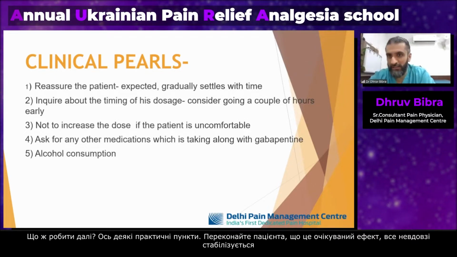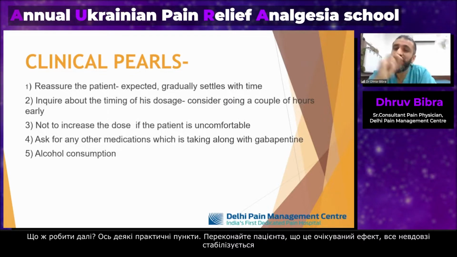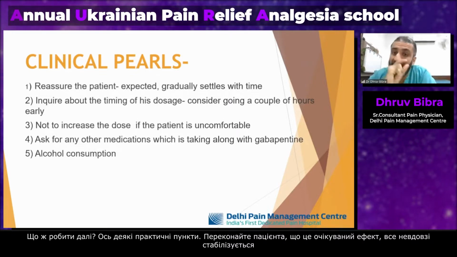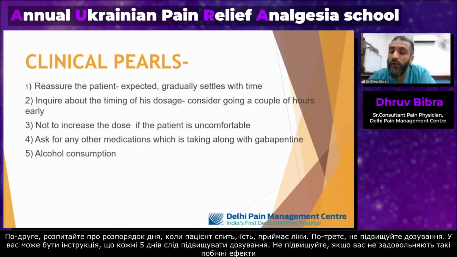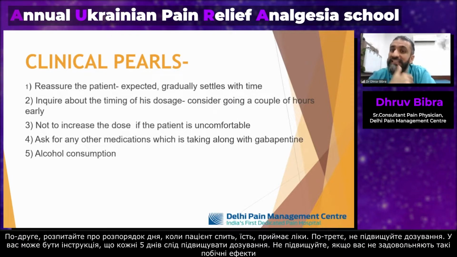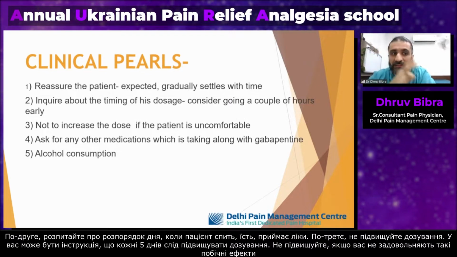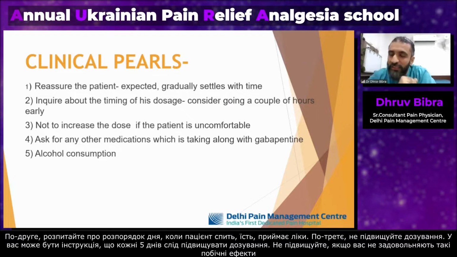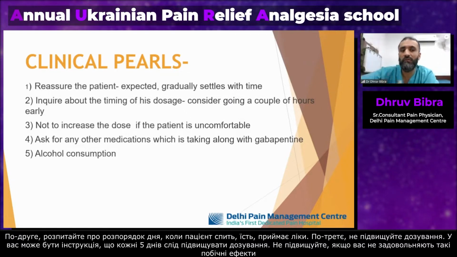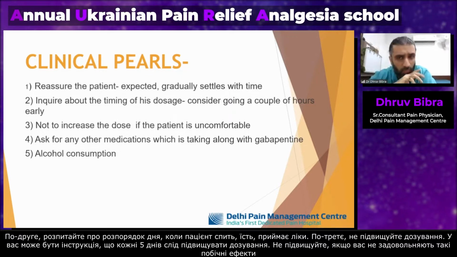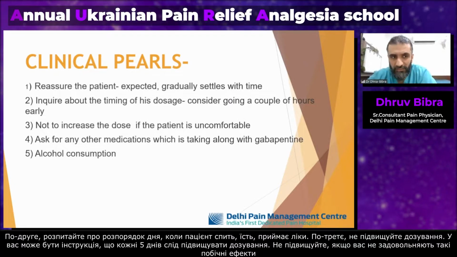Now, these are some practical tips. First and foremost, reassure the patient that this is a known side effect and it will gradually settle with time. Second, inquire about his lifestyle. When does he sleep? When does he have his food? When did he take those medicines? Third, do not increase the dose. You might have given a prescription which says that every 5 days you consider increasing it. Tell the patient not to increase the drug if he is not comfortable with the side effects.